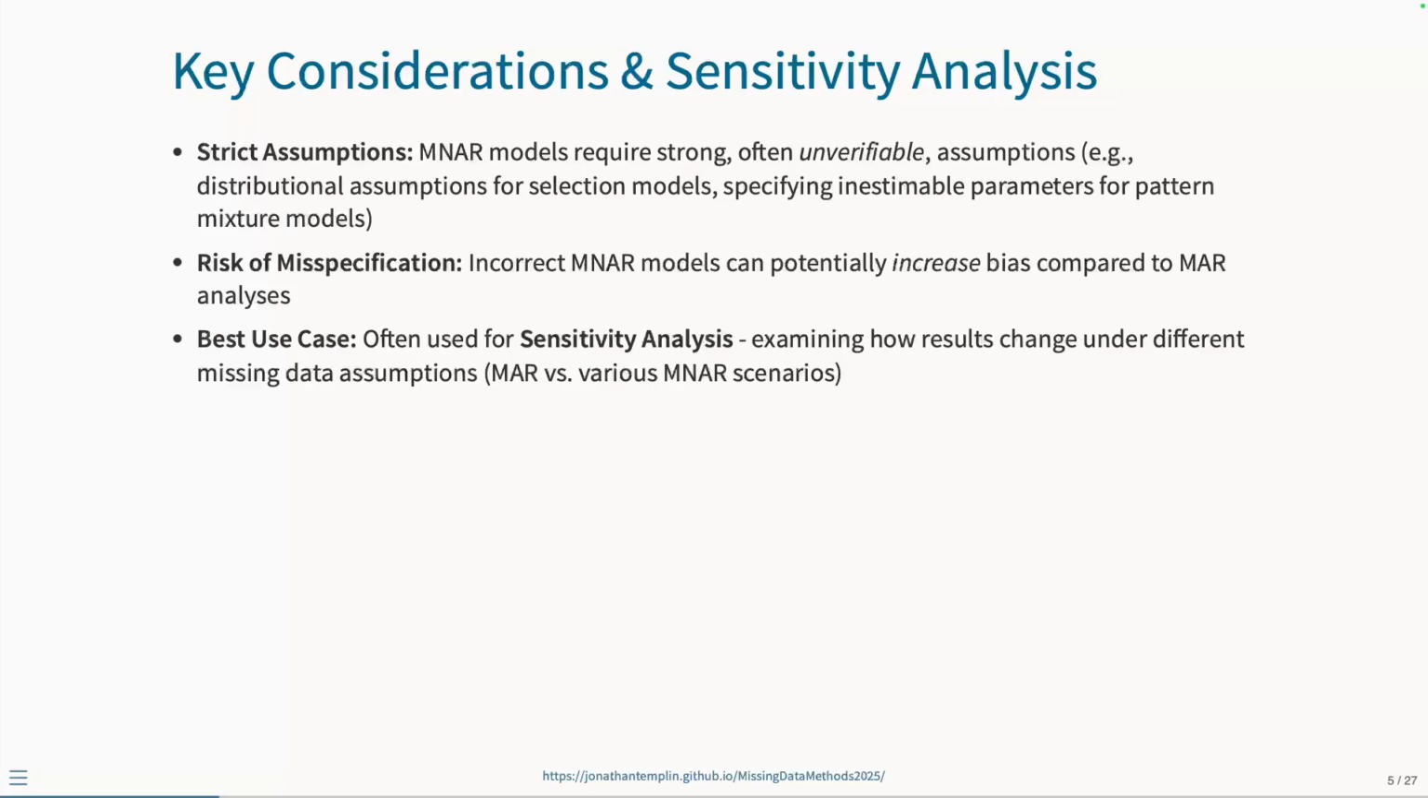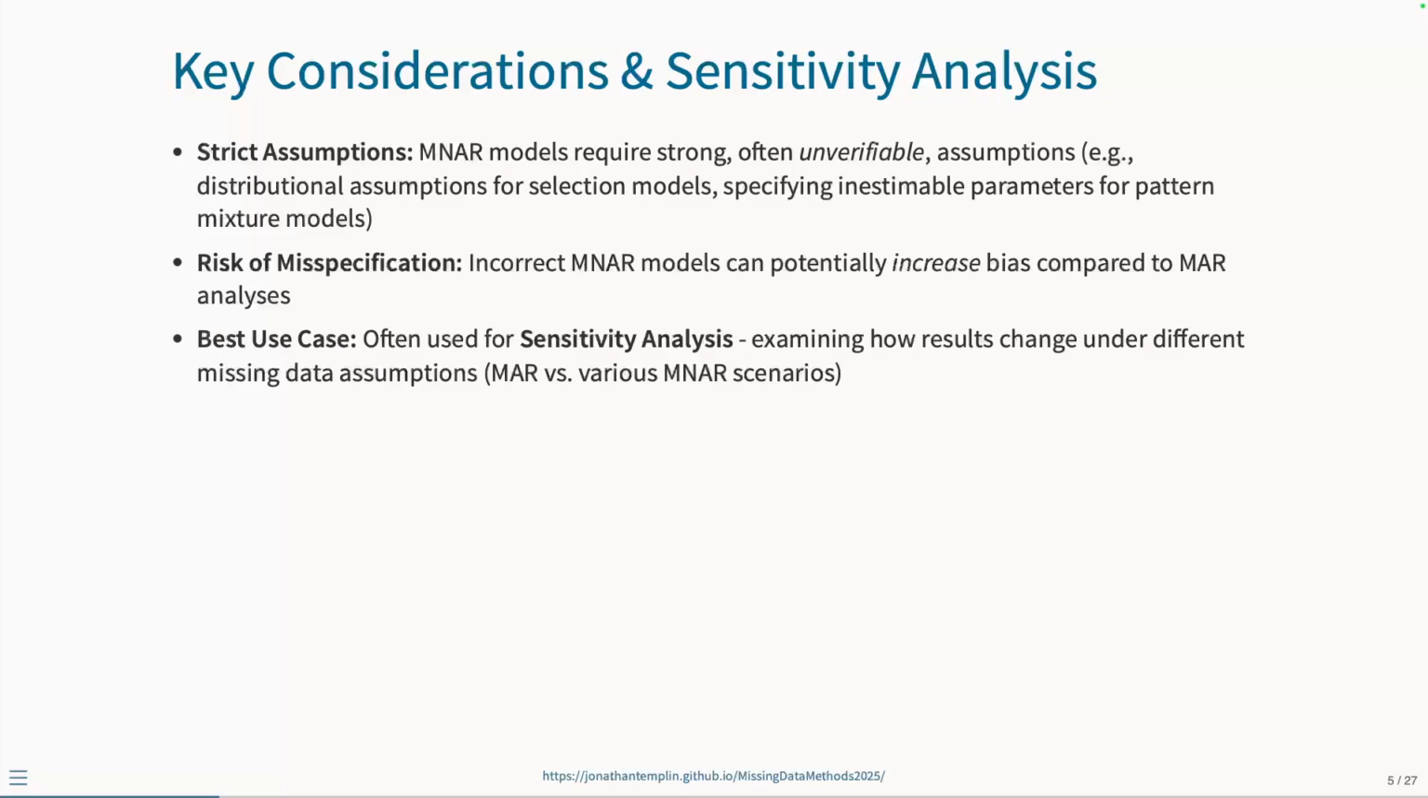And ironically, I feel like that's where some of the worst, bloodiest battles are, where you have to argue based on philosophy only because there's no evidence to support one side or the other. It's really difficult. What are the assumptions, though? Distributional assumptions for selection models, specifying inestimable parameters for pattern mixture models. So how do you estimate a parameter that's not there? Basically, what's the effect of this slope if nobody gave you that variable in one of the patterns?